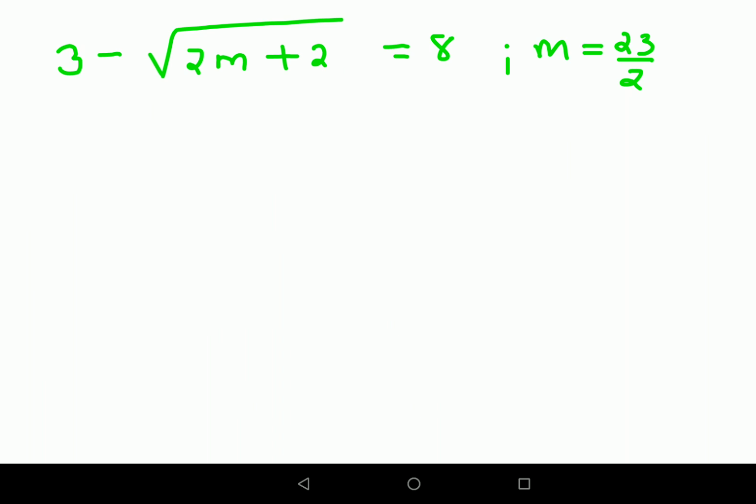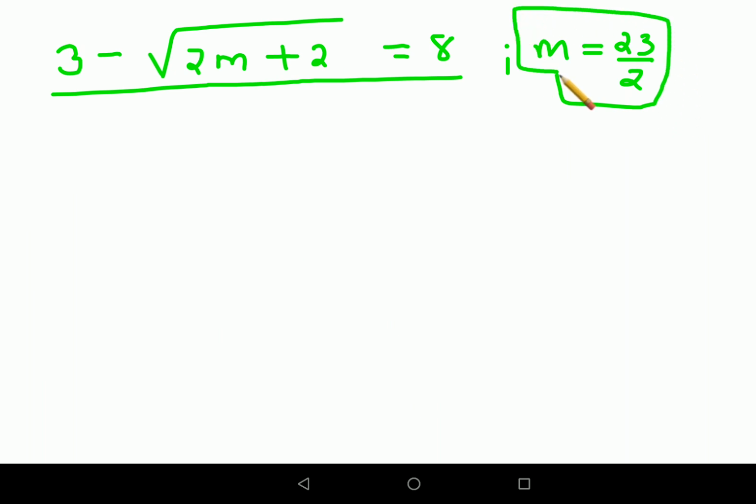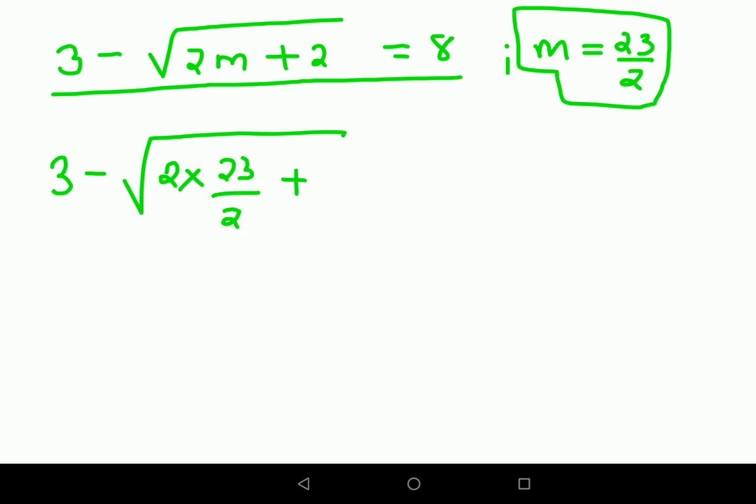So I've written it over here, and we know that the question is 3 minus root of 2m plus 2 equals 8. And for that we found the value of m as 23 upon 2. Let's put the value. So 3 minus root of 2 into 23 upon 2 plus 2. Now things are getting cancelled. This 2 and this 2 are getting cancelled. So you're left with 3 minus root of 23 plus 2, that gets you 25.